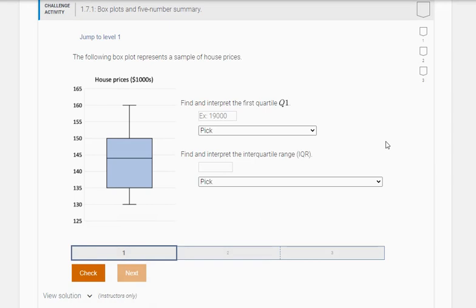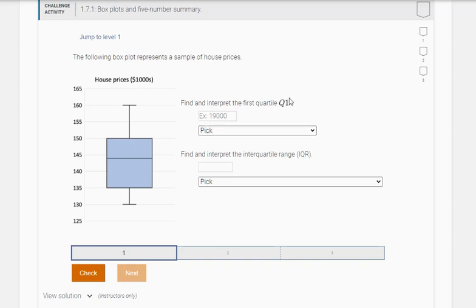The following box plot represents a sample of house prices. Notice that they're in the hundreds of thousands. That's important. We know that this is the minimum value, this is the maximum. This bar here at 135 is the first quartile. This is the median or second quartile, and this is the third quartile.